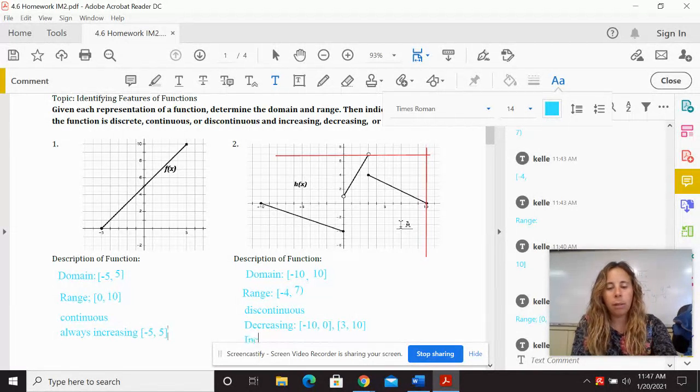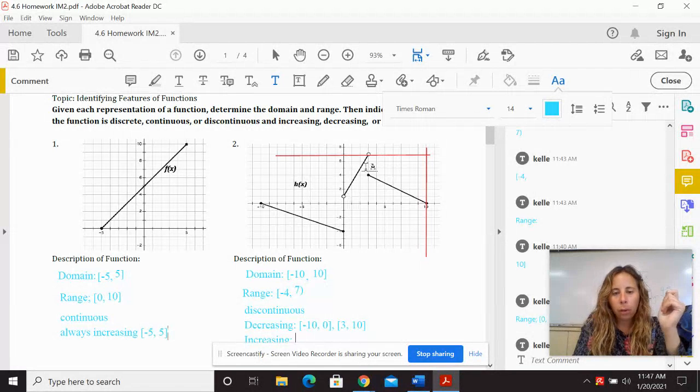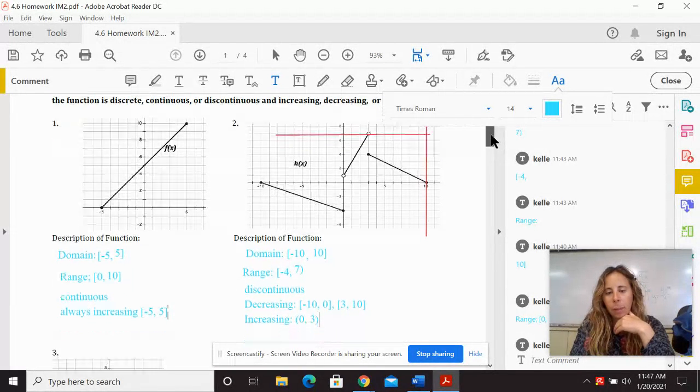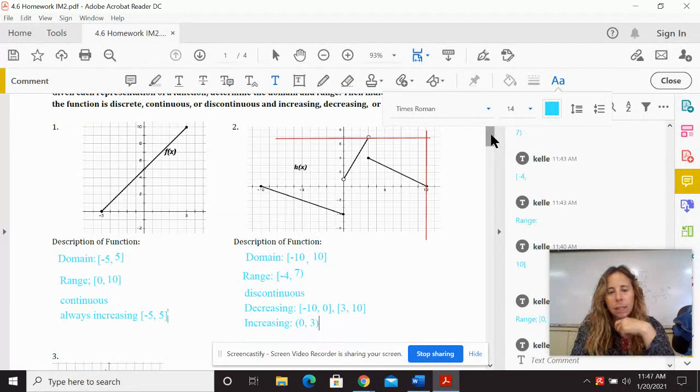Intervals of increasing. So we are increasing on this guy. But there's a hole, so you're going to write this one with parentheses. We are increasing from x is 0 to 3. There are holes there, so that's why I'm using parentheses. Hopefully that's what they got. It is. That's number 2.